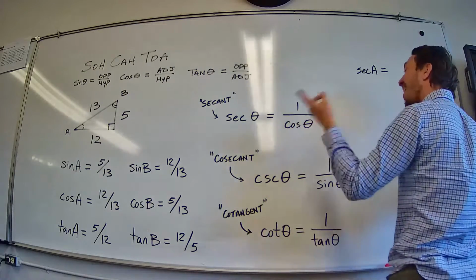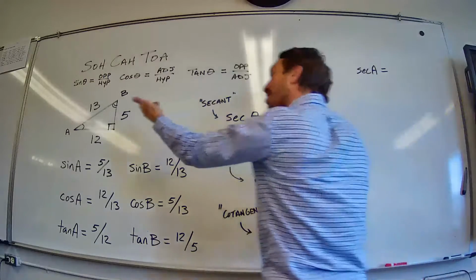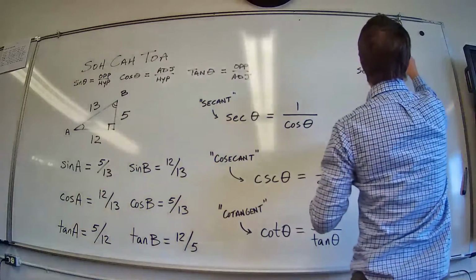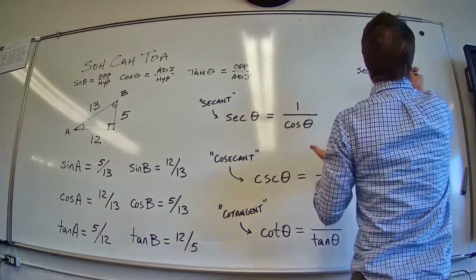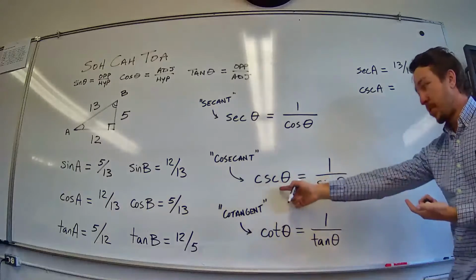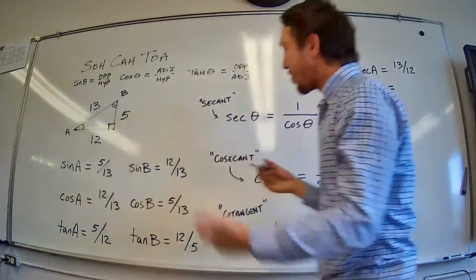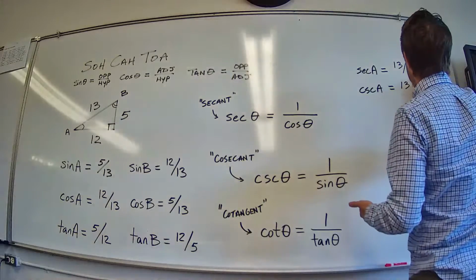The secant of angle A would be the reciprocal of the cosine of A. So you look at the cosine and take its reciprocal, so it'd be 13 twelfths. And then the cosecant of angle A would be the reciprocal of the sine. You look at the sine of angle A, it's 5/13, so this would be 13 fifths.